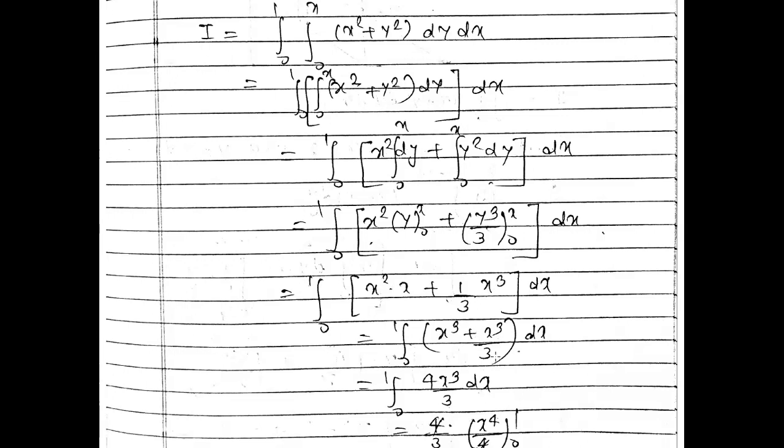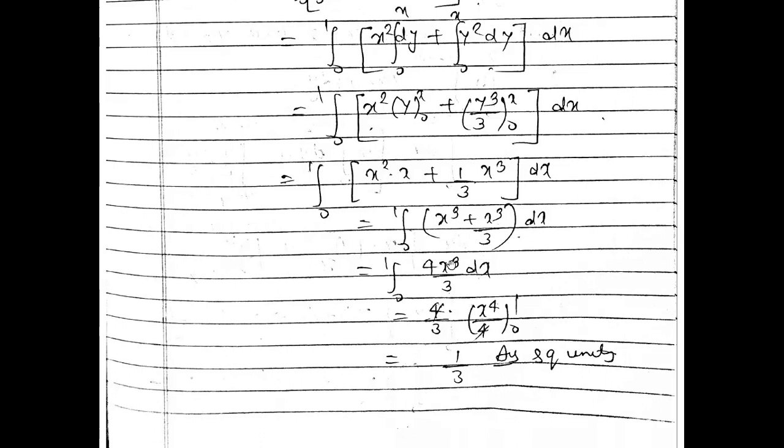So x cube plus x cube upon 3 into dx. So 4x cube upon 3, and integration with respect to x, sorry, x cube integration with respect to x, so x to the power 4 upon 4. So after applying the limit rule, upper limit minus lower limit, so 1 by 3 is the answer, right?